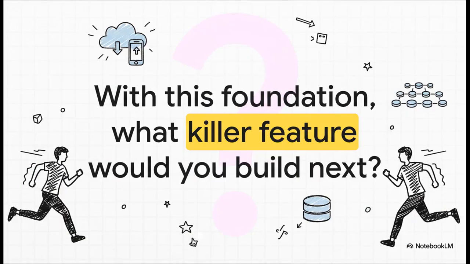So, there you have it. We've gone from a simple idea to a really robust system that can handle millions of users, work flawlessly offline, and even support cool real-time features. We've built an incredibly powerful foundation. And that brings us to the final question, and this one's for you to think about. With this powerful architecture in place, what killer feature would you build next?